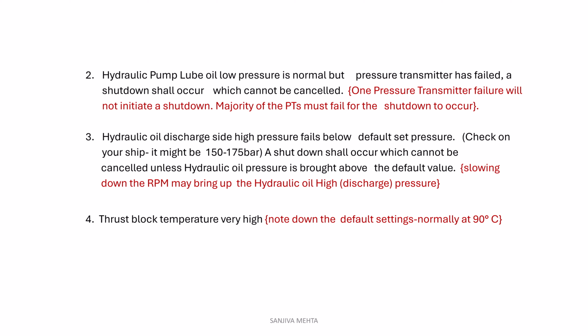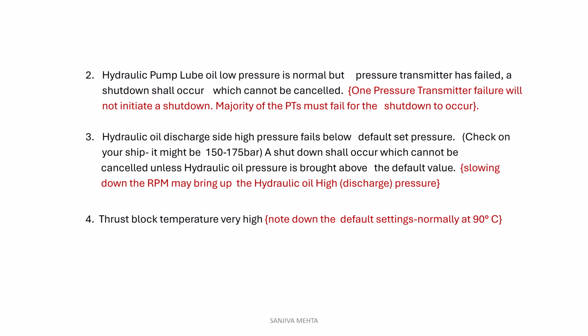Invalidation is also possible, but you should have time for that. Hydraulic oil discharge side high pressure falls below the default set pressure. In your ship it might be different, maybe normally it's 150 to 175 or 180 bar. A shutdown shall occur which cannot be cancelled unless hydraulic oil pressure is brought above the default value.